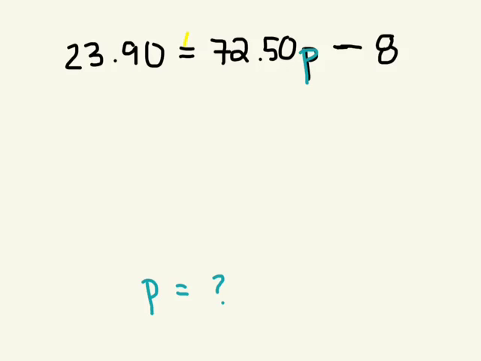So we have two sides to our equation. We have our left side and our right side. On the left side, we have just one term. It's just a number, right? There's no variable. On the right side, we have a variable term, this, and we have a constant term, which is just a number by itself. We need to get rid of this -8, right? Because we want to have P by itself.